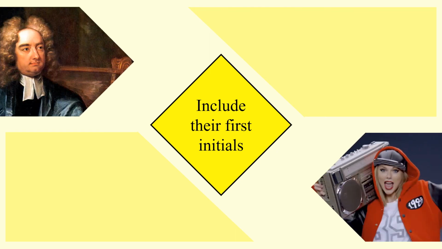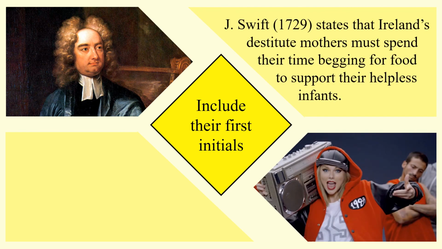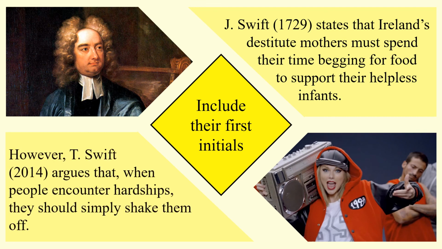For example, if we are comparing and contrasting the musings of literary titan Jonathan Swift with pop music icon Taylor Swift, it might look like this. J. Swift, 1729, states that Ireland's destitute mothers must spend their time begging for food to support their helpless infants. However, T. Swift, 2014, argues that when people encounter hardships, they should simply shake them off. Here we have the J before Jonathan Swift's surname, and respectively the T before Taylor Swift's surname.